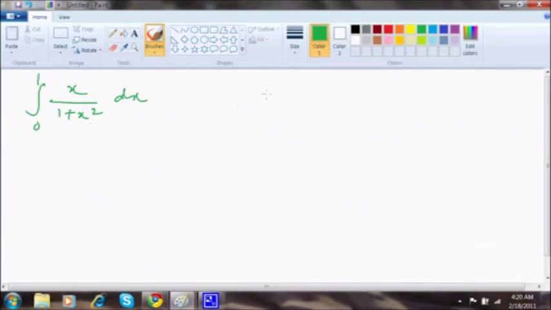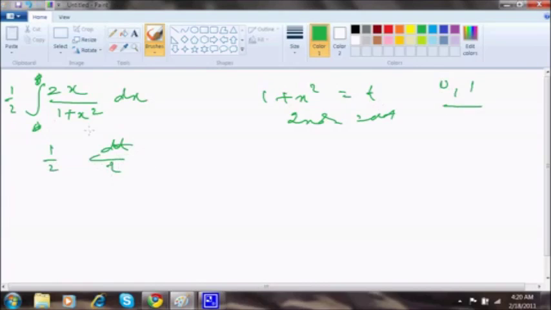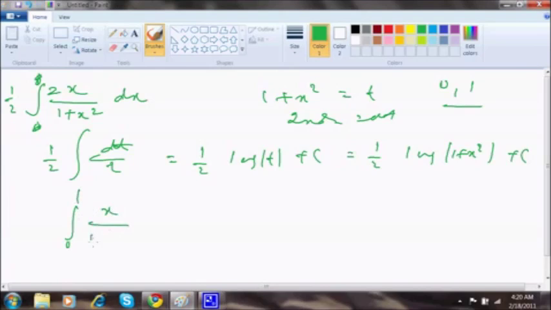If it is like this, the similar trend: 1 plus x square is t, so 2x dx is dt. So there is a 2, there is a 1 by 2, without bothering about the limits. The limits were 0 to 1, so this is 1 by 2 dt by t. So this is 1 by 2 log of t plus c, which is 1 by 2 log of 1 plus x square plus c. Here I come with the limits 0 to 1, for x by 1 plus x square. The answer is 1 by 2 log of 1 plus x square.